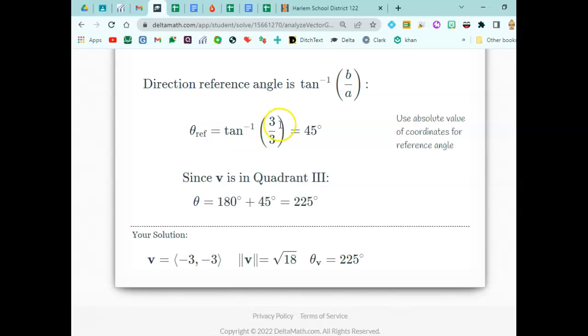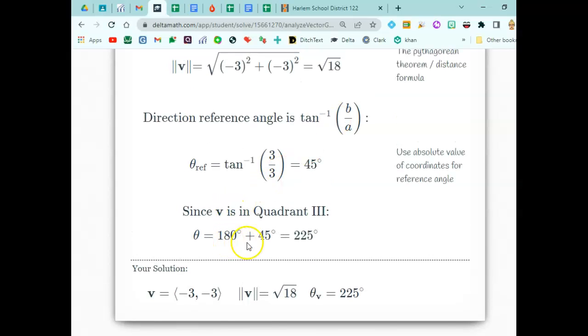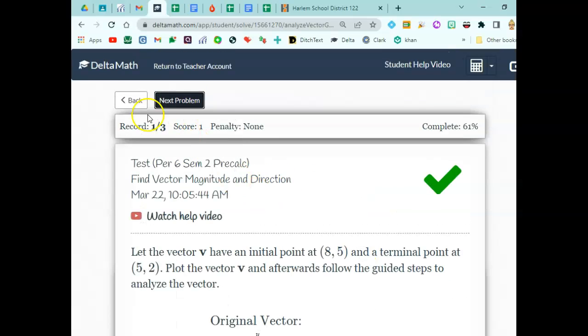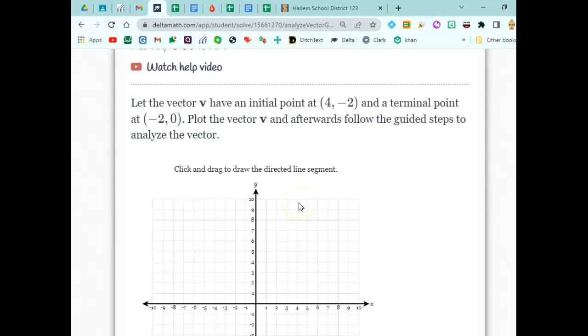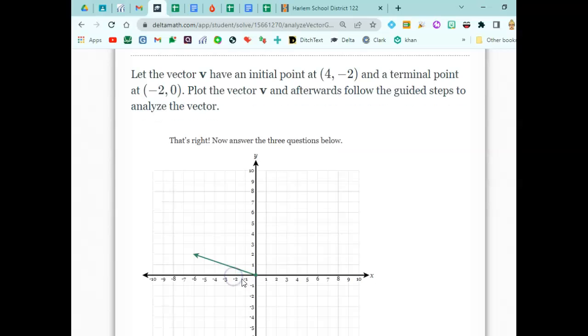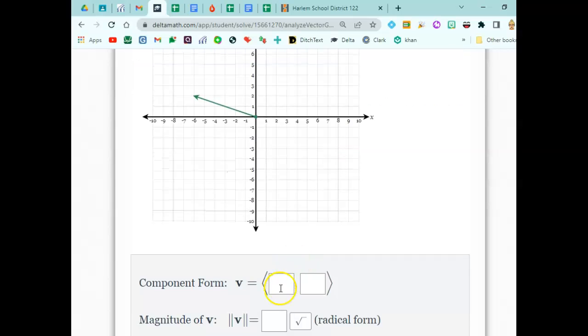What we're going to do eventually is we're going to always do inverse tangent of the y over the x, and then we're going to have to figure out what quadrant it lands in. So this one you would have had to do 180 plus 45. But I can try one more if you just want to see it. I want to get this out of the way today. If you start at 4, -2, it said drag over to -2, 0. Once you let go, it wants you to drag it to the origin. We wound up at -6, 2.